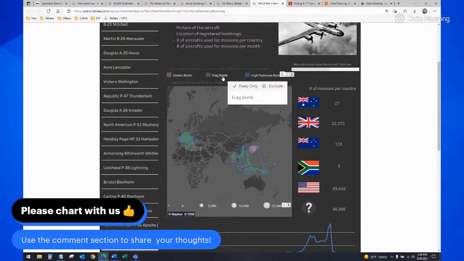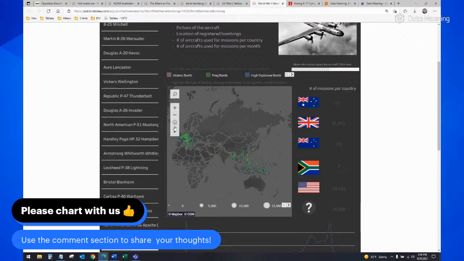I think the color, right? The color of the background, maybe instead of being black, it could be easier to follow if it's white or something more clear, for sure.